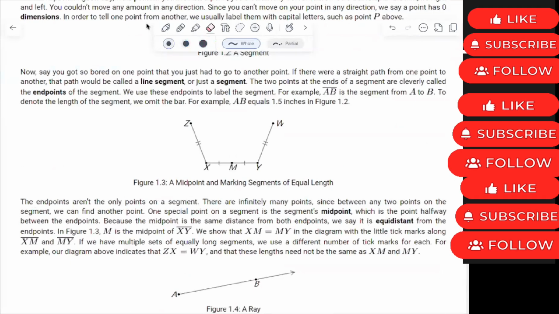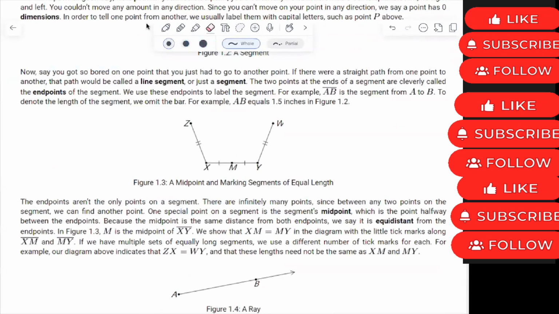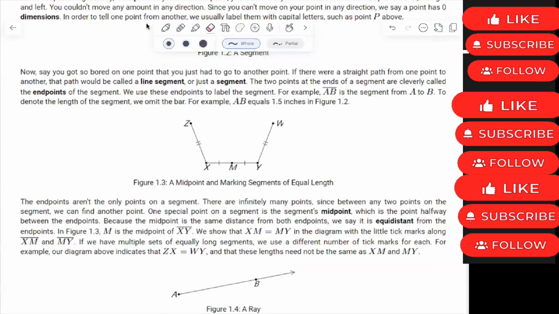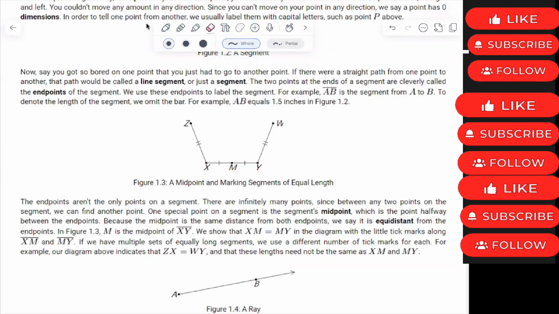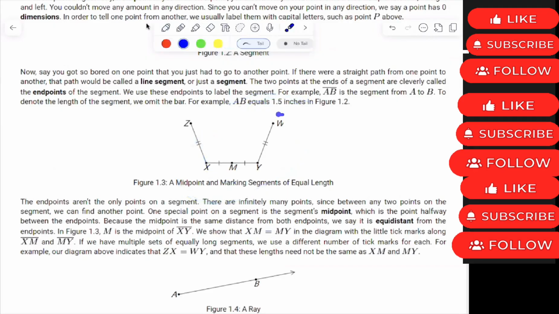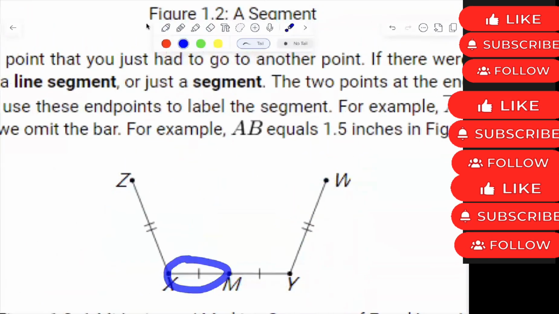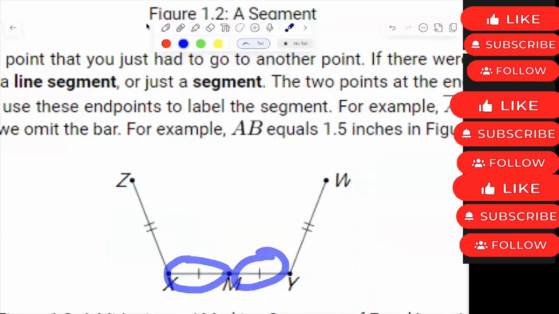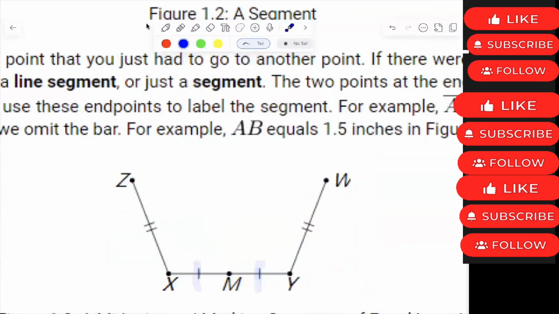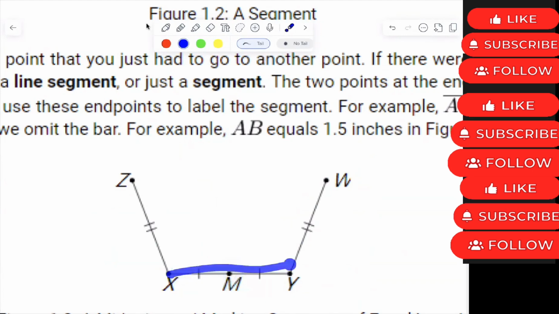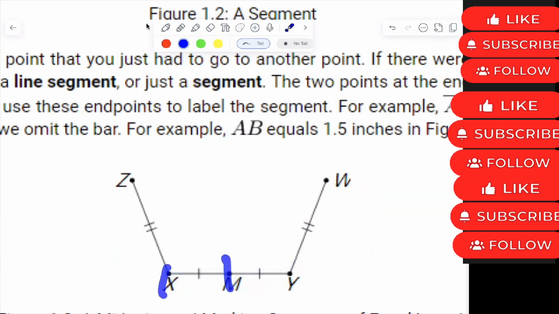We use tick marks on the lines to denote equal length. So for example, if there are two small lines on each of these two segments, right over here, this one and this one, these two are the same exact length, just like this one. And the midpoint is just the point in between these two, in between the line. Alright? For example, for XY, the midpoint is M, and it splits XY into two equal segments, XM and MY.